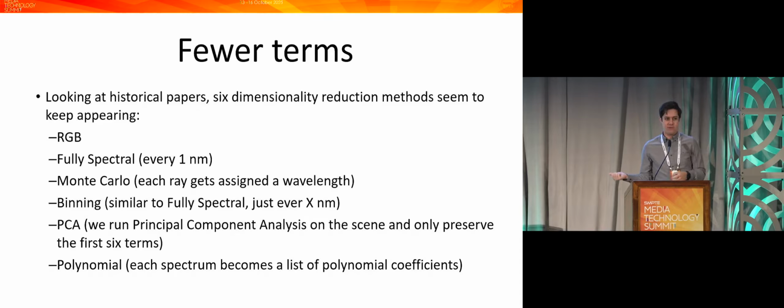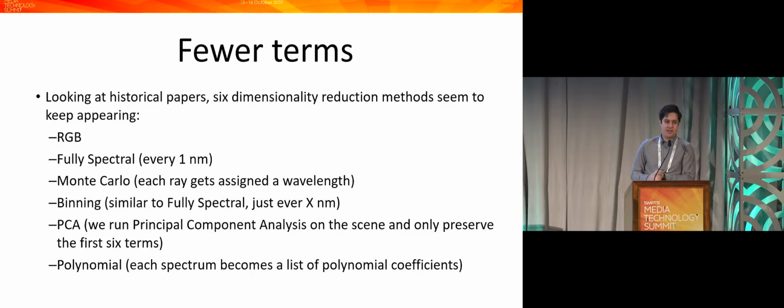Monte Carlo is a very, very popular method. There are rendering engines out there that are used in VFX right now that basically assign each ray through the scene a random wavelength. And if you trace enough of them, then eventually you'll fill up the spectrum. The binning method basically says that instead of sampling every 1 nanometer, what if we sample every 10, every 20, every 30 nanometers? At what point do we hide enough of the data?